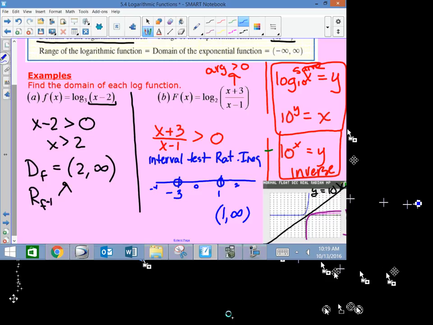-4 plus 3 is going to be what? Negative or positive? Negative. And -4 minus 1 is another negative. So a negative over negative is a positive. Okay, 0. Is it negative or positive? Rachel? Negative. Good job. And 2? Okay, now negative or positive? Good job.